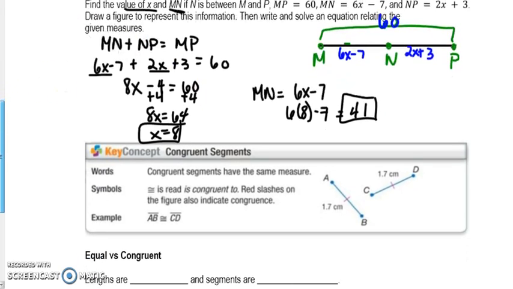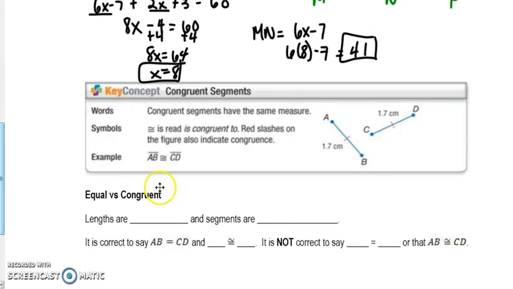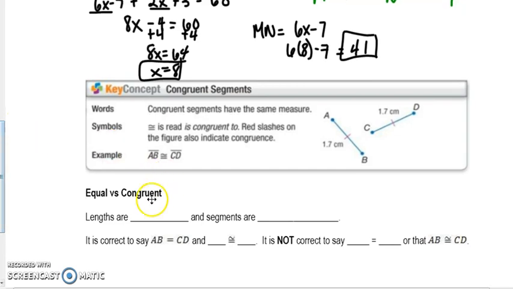So let's talk next about what congruent means. The difference between congruent and equals. So congruent means the segments have the same measure. Okay, so we use this little equal sign with a little squiggly above it to read "congruent to." And that's kind of our indication here that these are the same length. Okay, so lengths are equal, segments are congruent.